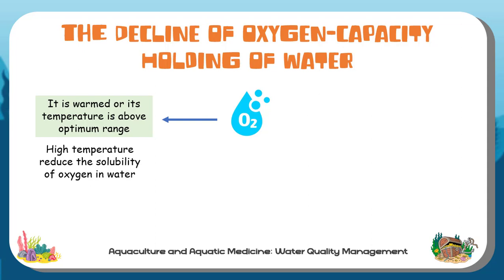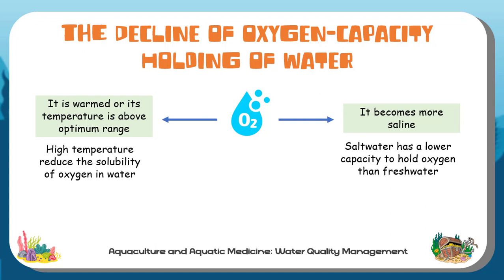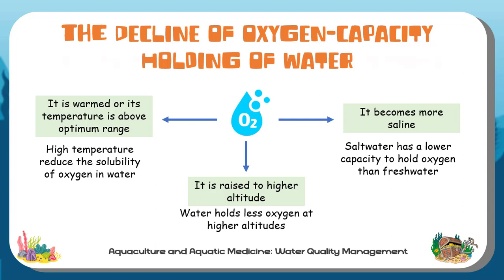Oxygen holding capacity of water declines when it becomes more saline. Seawater has a higher salinity, which is about 35 parts per thousand, than fresh water, which has 0 parts per thousand. Therefore, salt water has a lower capacity to hold oxygen than fresh water does, because salt water has less space for oxygen molecules due to the sodium and chloride ions it contains. Oxygen holding capacity of water declines when it is raised to higher altitude. This is because water holds less oxygen at higher altitudes.